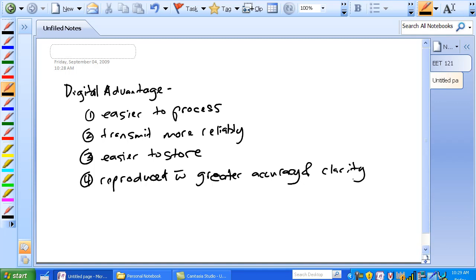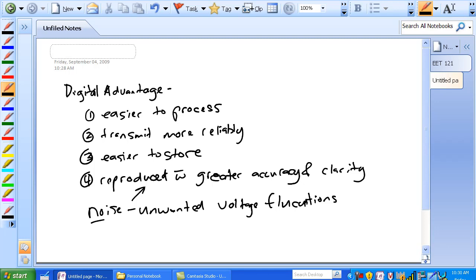Now, the reason why this is true is because noise doesn't affect the digital data as much as analog data. So what is noise? Basically unwanted, in this case, voltage fluctuations. So basically, noise does not affect digital data as much as analog.